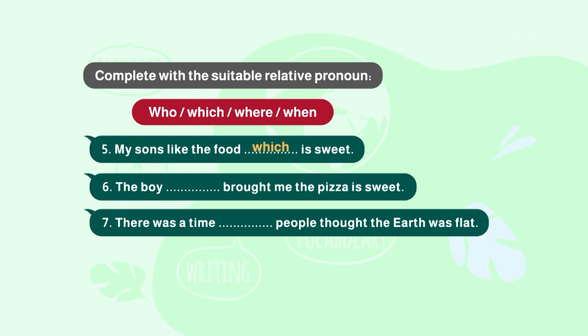Number 6. The boy, space, brought me the pizza is sweet. The boy is a person, and with persons we use who. The boy who brought me the pizza is sweet. The last one. There was a time, space, people thought the earth was flat. There was a time, and with time we use when. That's right. Great job, my dear.